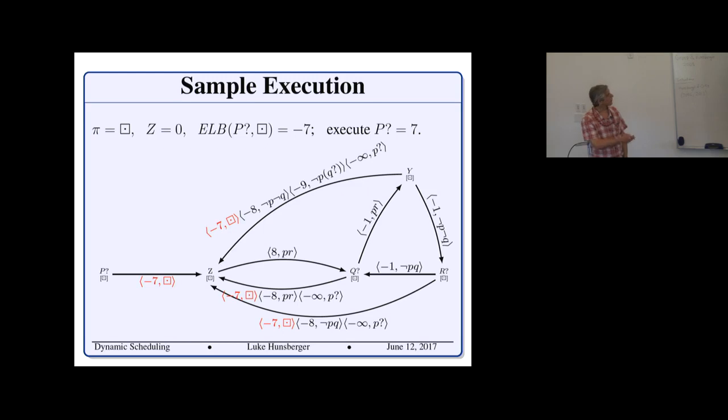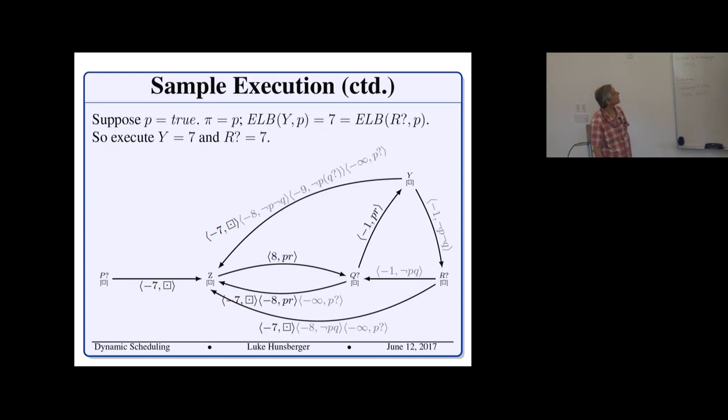So that's where we get the -7. So that means that we can execute one of these time points at time 7. Now notice that P is the one that has the ELB of -7. Y has an ELB of -infinity. And R has a -infinity. And Q has a -infinity. So P is the only one we could execute next in this scenario.